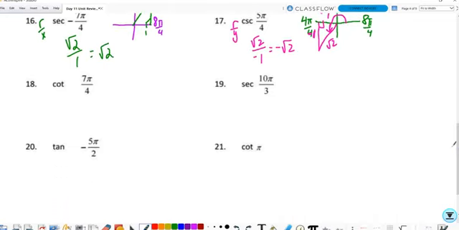All right, 4 more. Here we go. 7 pi over 4 is almost 2 pi, almost 8 pi over 4. Cotangent is x over y.